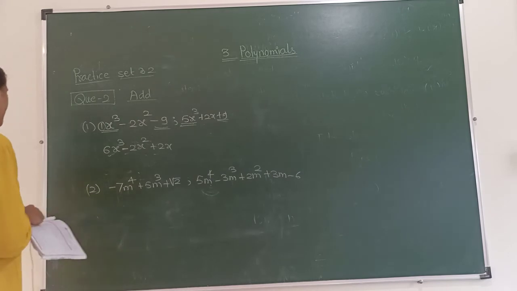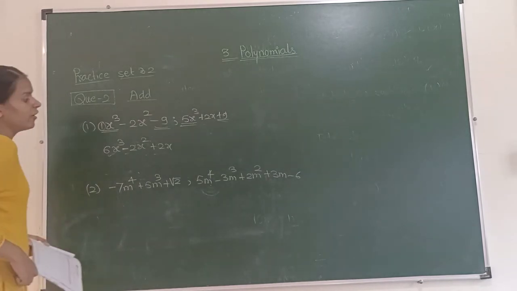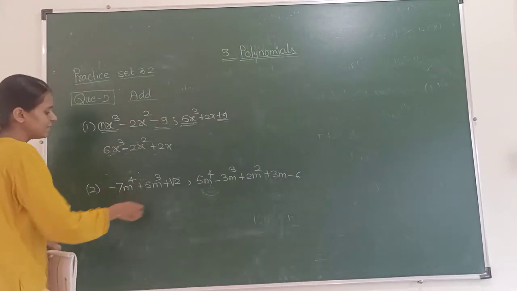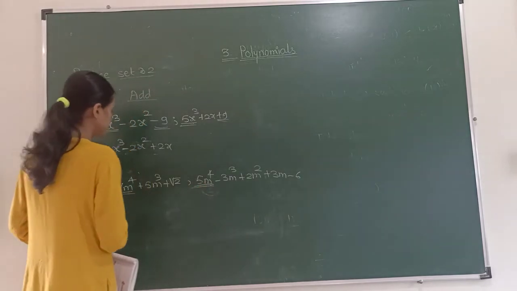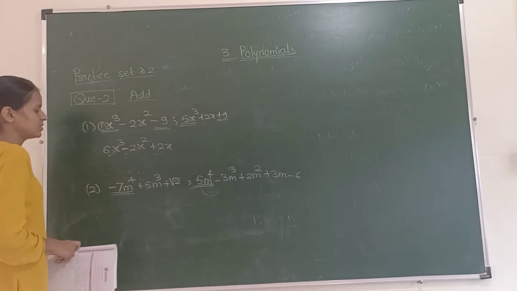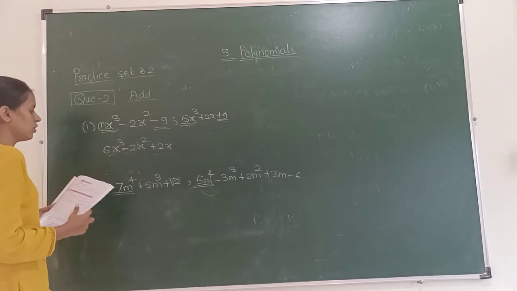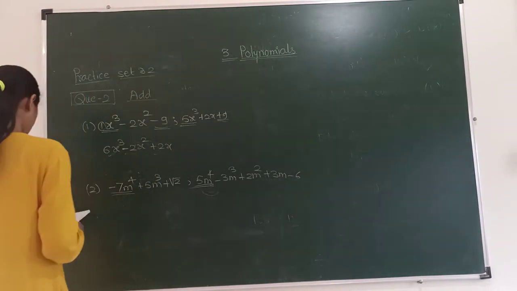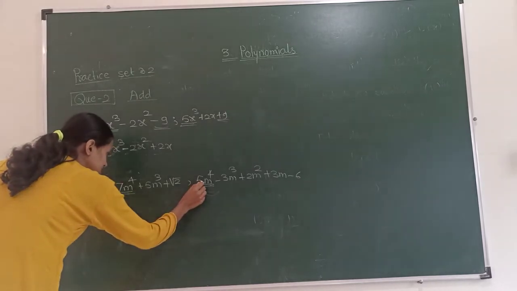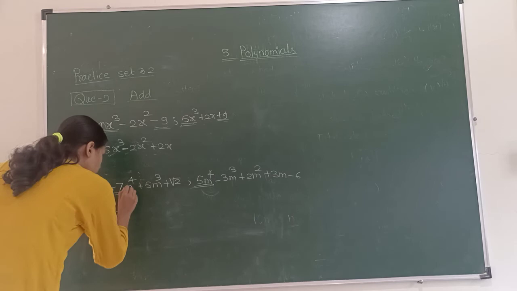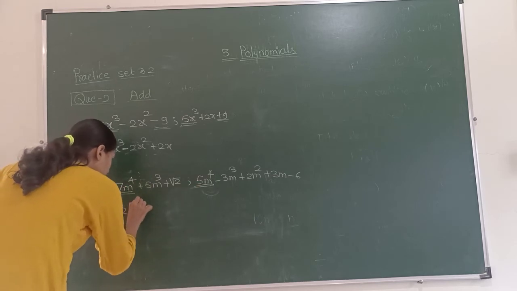We have to add these polynomials. First, we will look for the like terms. m raised to 4 and m raised to 4: minus 7m raised to 4 plus 5m raised to 4. Minus and plus will become minus, so 7 minus 5 is minus 2. m raised to 4 we will take in common.